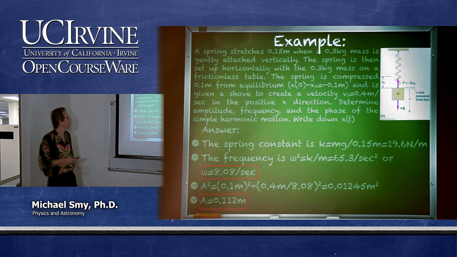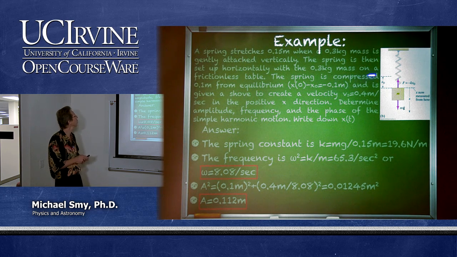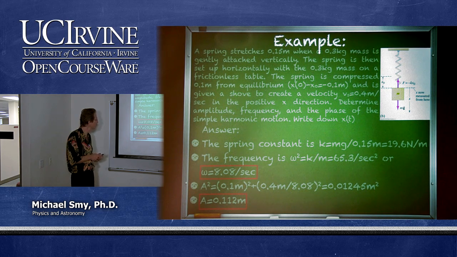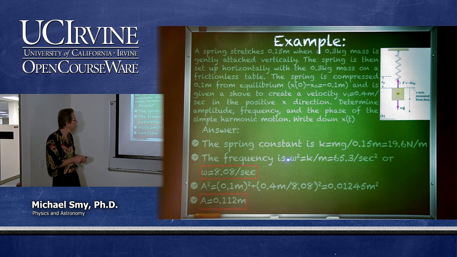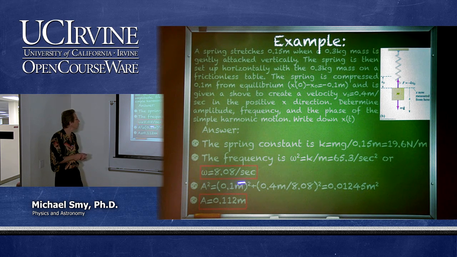So if we now take off that mass and mount it horizontally, so we attach it horizontally now, and it glides without friction horizontally. Now that we know the spring constant and the mass, we can determine the angular frequency using omega squared equals k over m. So that means that omega squared, plugging in the numbers, is 65.3 per second squared. And that means that omega itself is 8.08 per second.